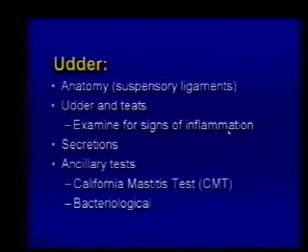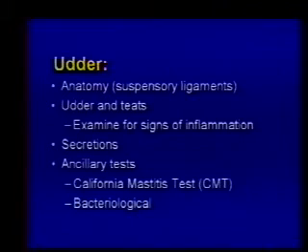We want to examine the base of the udder and the teats for signs of inflammation, any reddening, swelling, pain, firmness. Those are signs of inflammation in the udder, which are characteristics of mastitis or infection of the udder. We want to evaluate the secretion from the quarter. How different is the secretion from normal milk? Is it watery? Is it bloody? Is it purulent?